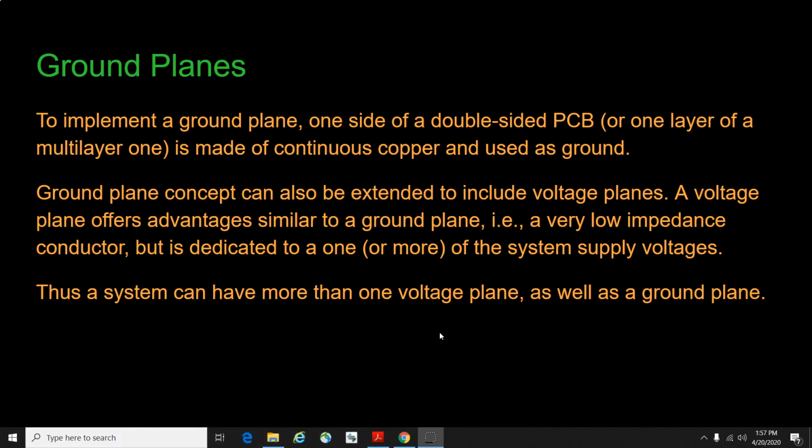Now, this slide talks about ground planes. To implement a ground plane, one side of the double-sided PCB or one layer of a multi-layer one is made of continuous copper and used as a ground plane. The theory behind this is that the large amount of metal on the ground plane will provide low resistance, and because of the large flattened conductor pattern, the inductance will also be low.